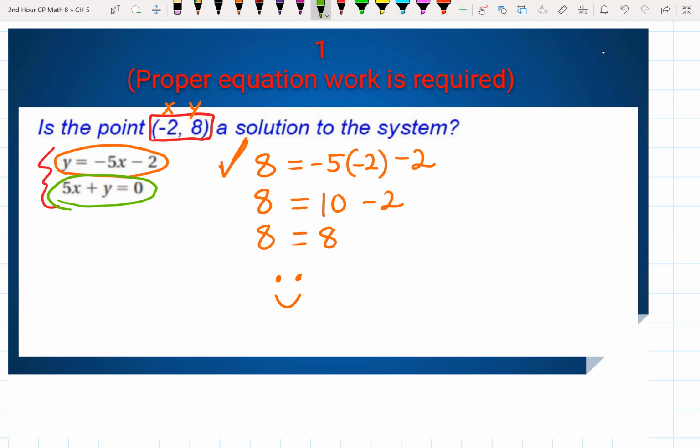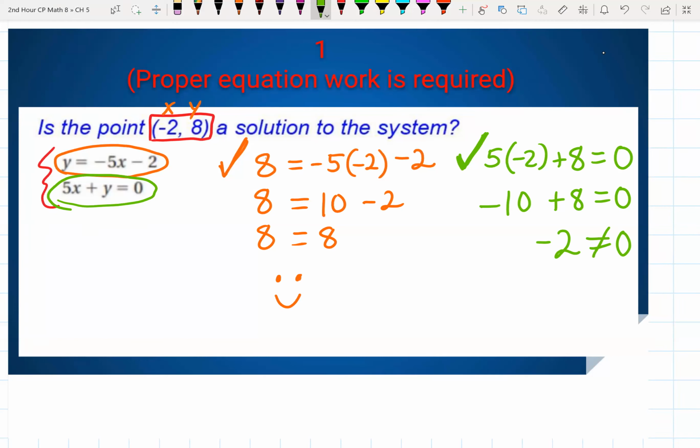So let's plug it into the second one, and we'll do that check in green. 5 times -2 plus 8, let's see if that's equal to 0. -10 plus 8, that is equal to -2 actually, which is not equal to 0. So frown face. So we can definitively say that (-2, 8) is not a solution to this system.